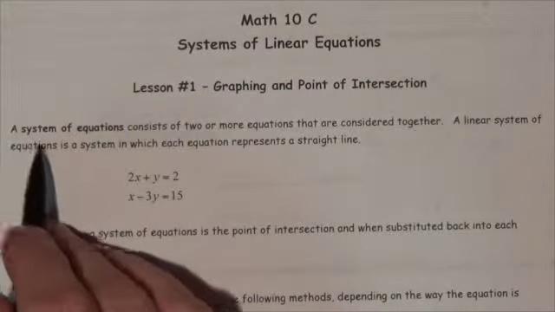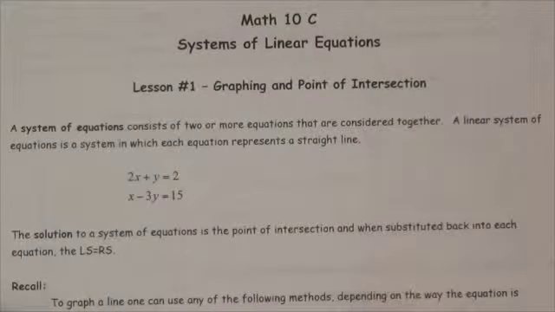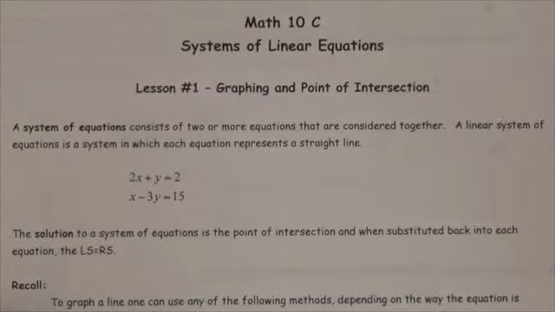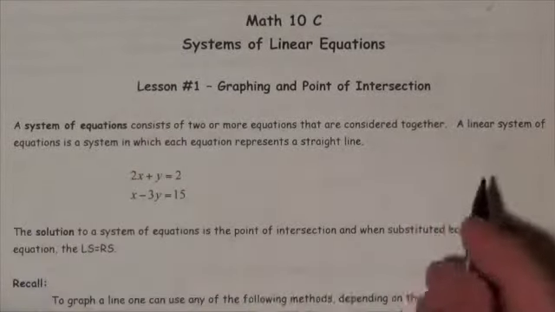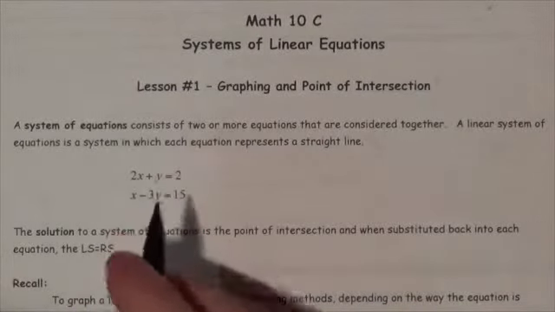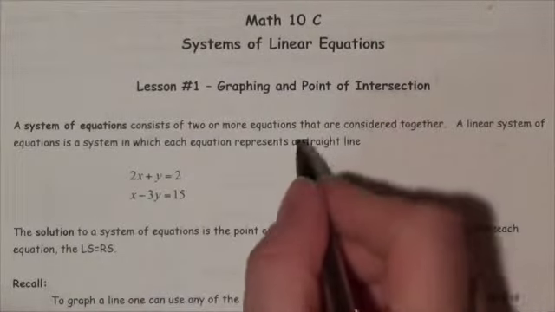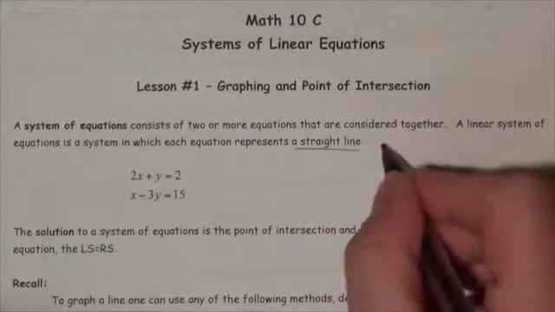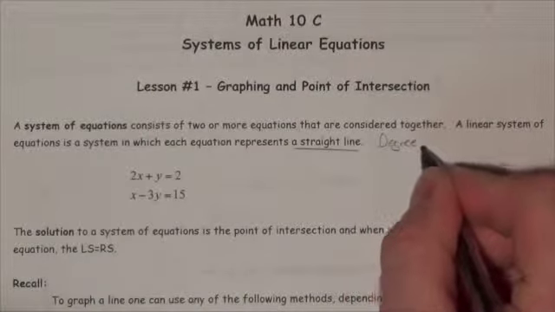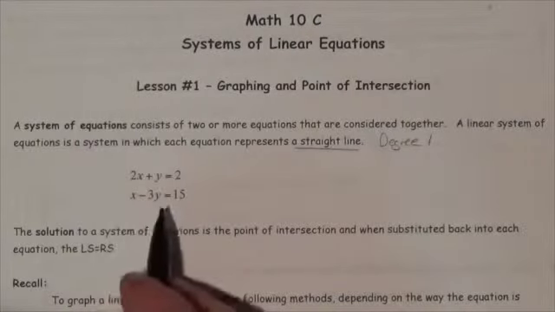Okay, so we read here that a system of equations consists of two or more equations that are considered together. In other words, we're going to assume that they're true simultaneously. Both relationships are equally valid at the same time here. So a linear system of equations is simply going to be a system of equations where each equation represents a straight line. It's linear. If you want to think of it like this, they're all degree 1. Okay, so here's an example of a linear system.